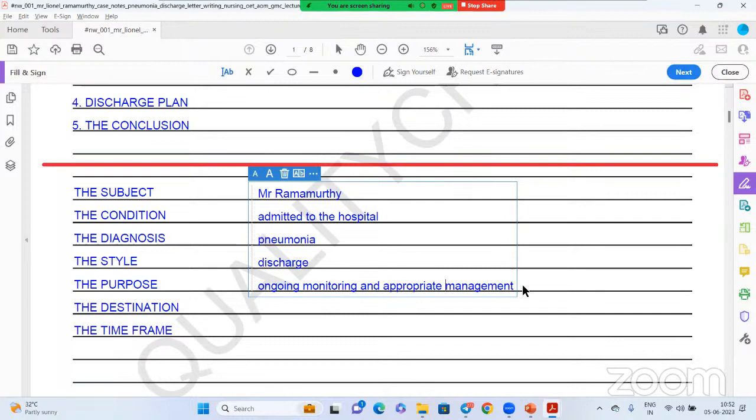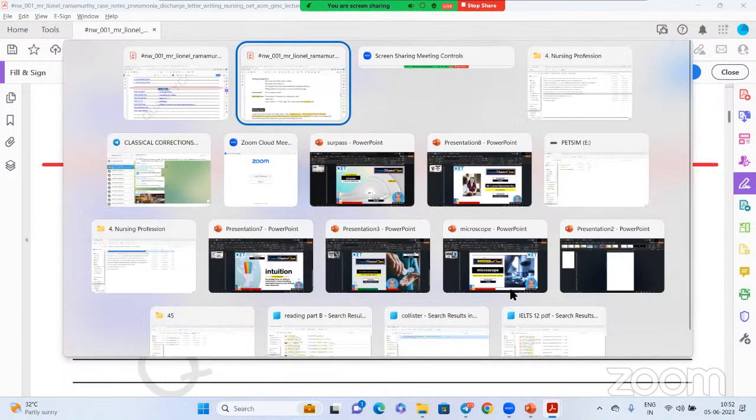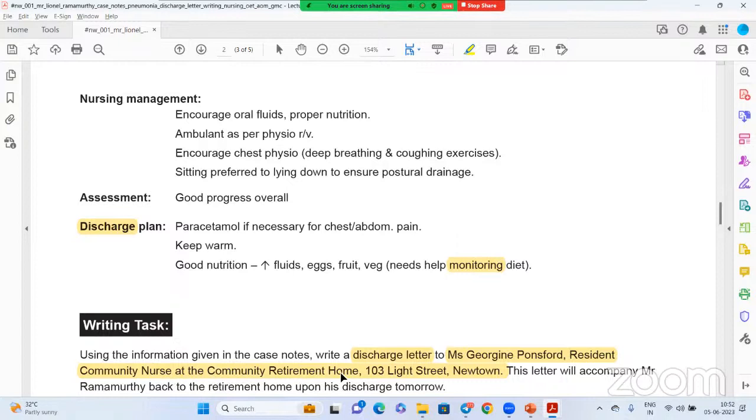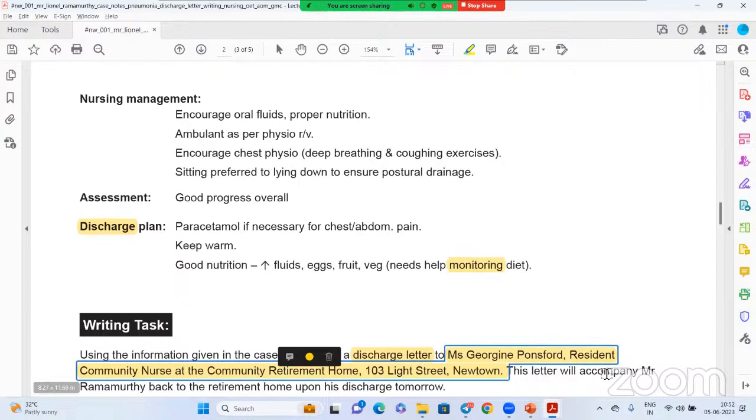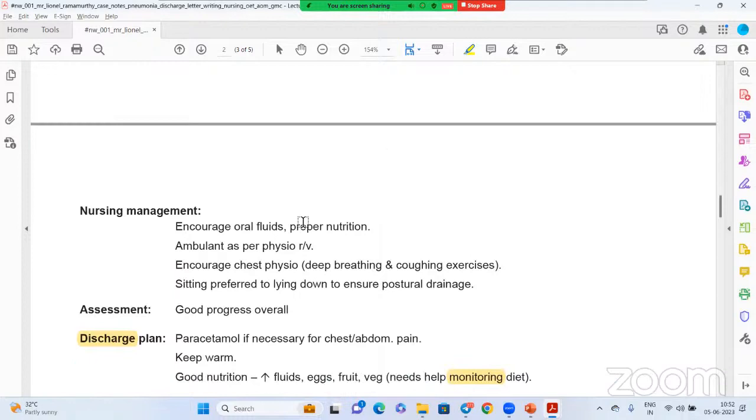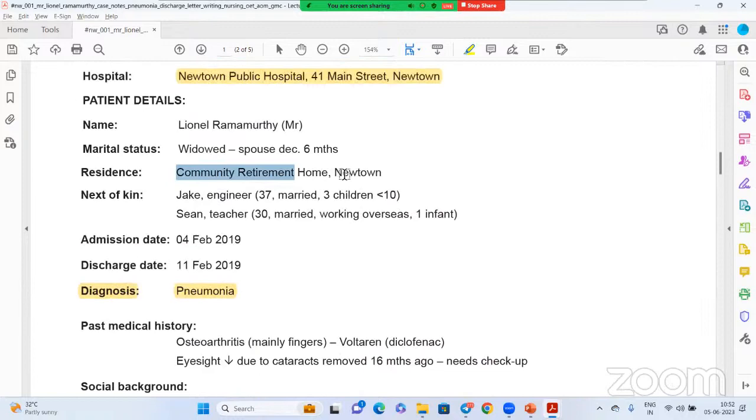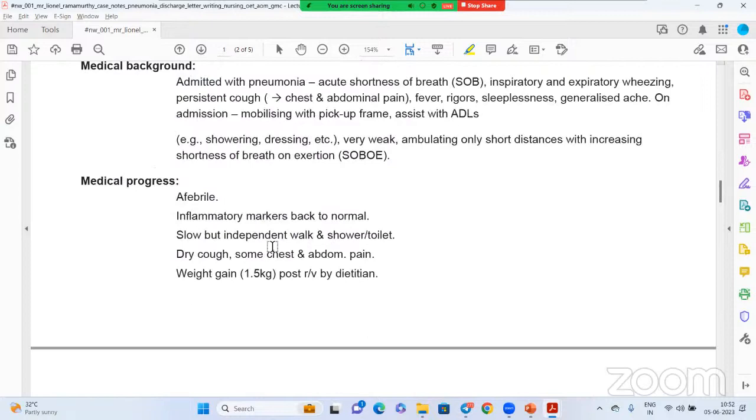Then next, the destination. Where is he going after discharge? He is going to the community retirement home. This letter will accompany Mr. Ramamurthy back to the retirement home. He is going back there. That means he came from there. His residence is in community retirement home, New Town. You can see he came from there and he is going back there upon his discharge.